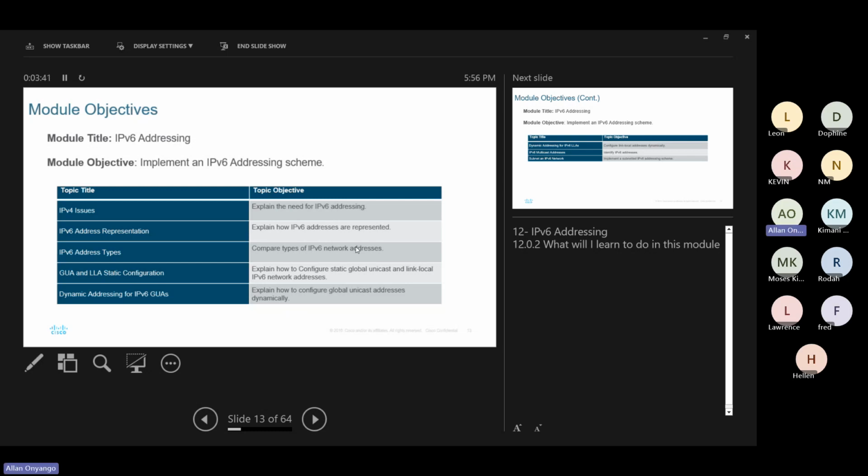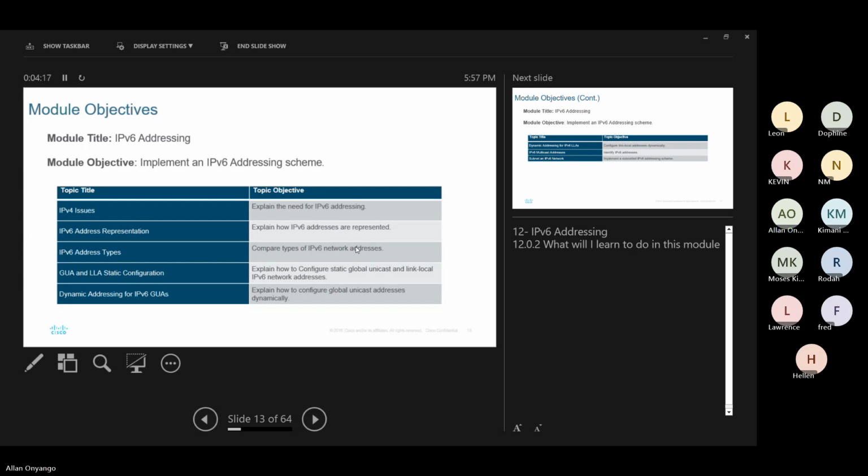The other one we learn about is the LLA, which we configured last week. Do you remember that IPv6 address that begins with FE80, double colon something? Isn't it? Yes. We did configure them here. So it's called the link local address, LLA, link local address. These are very, very important IPv6 addresses. And then we look at the last thing, dynamic addressing for IPv6. Like how do IPv6 devices acquire an IPv6 address automatically if you don't configure it manually?